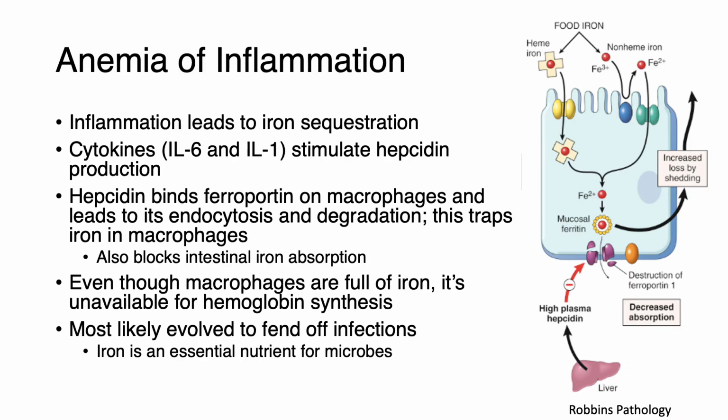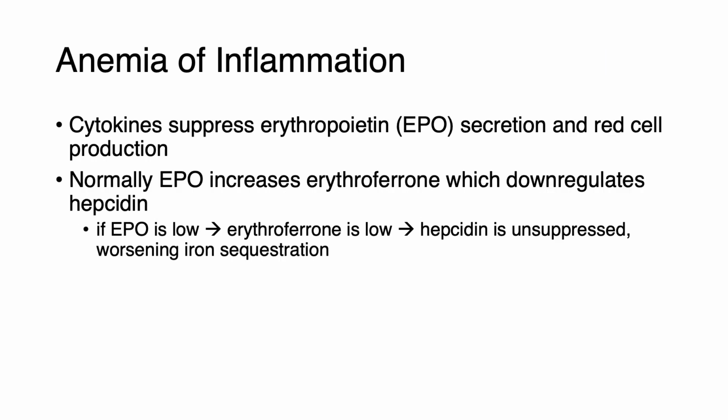This most likely evolved to fend off infections. We don't want microbes in our bloodstream having access to all of our iron. It's an essential nutrient for them. So it probably evolved for that reason to just shut down all iron availability. But if you have a chronic inflammatory disease, that becomes a big problem. Cytokines also suppress your erythropoietin secretion, and so you're not going to make as many red blood cells.